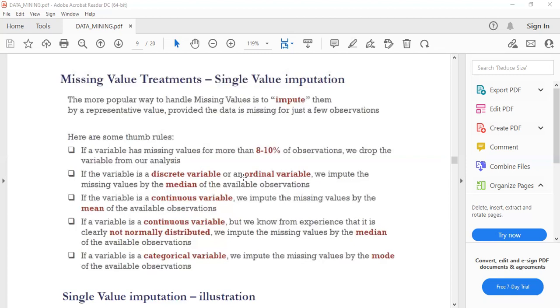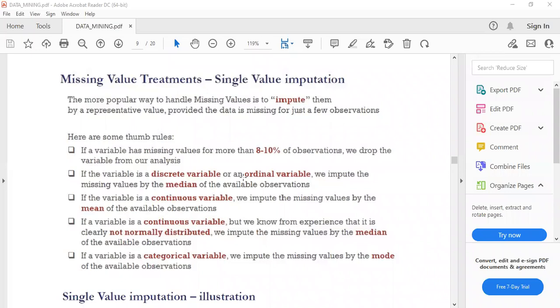Understood? You can impute the missing values by a representative value, provided the data is missing for just a few observations. So if your variable has missing values for more than 8 to 10% of observations, it is better to drop the variable from our analysis.